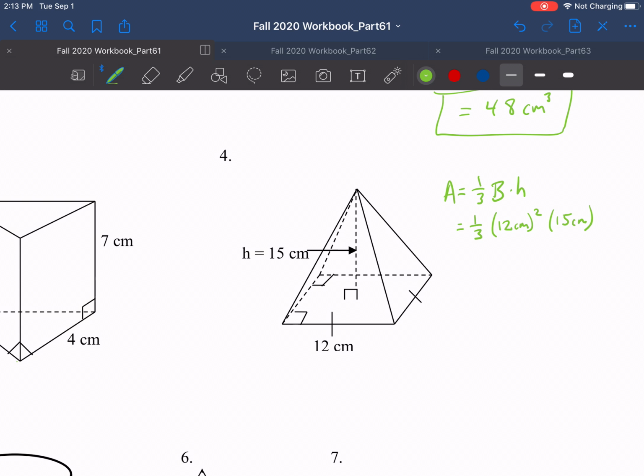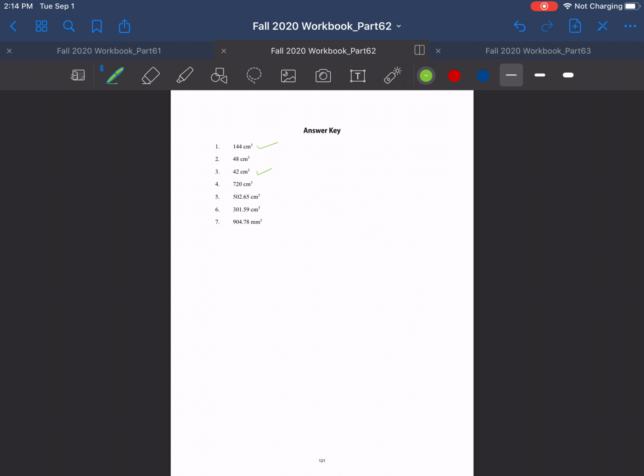So 12 times 12 is 144, and then times 15 gives us 2,160, and then we're going to divide that by 3 and get 720. And again, centimeters times centimeters gives us that centimeters squared, times another centimeters gives us that centimeters cubed that we want for a volume. And so we'll double check here. Number 4, 720 cubic centimeters. We got that one.